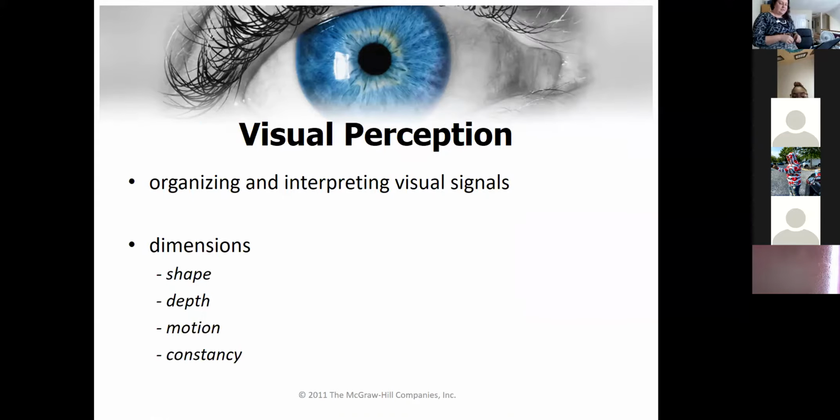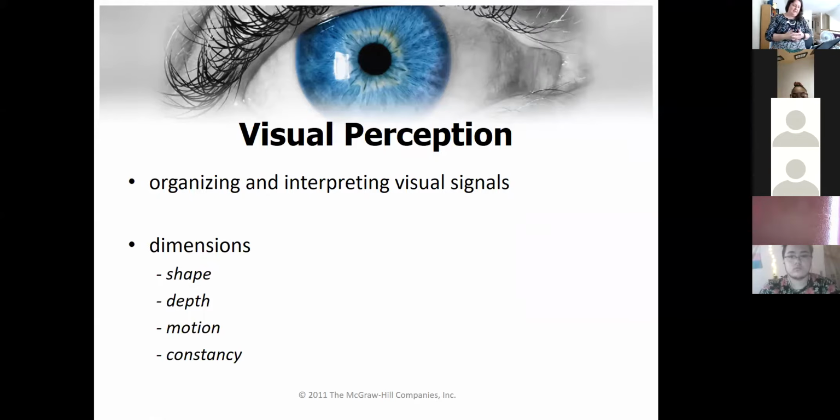So visual perception is organizing and interpreting visual signals. There are a whole bunch of different dimensions, and we're going to have slides for each of these. So don't worry about jotting these all down right now if you don't get them. Each will have their own slide. These include shape, depth, motion, and constancy.